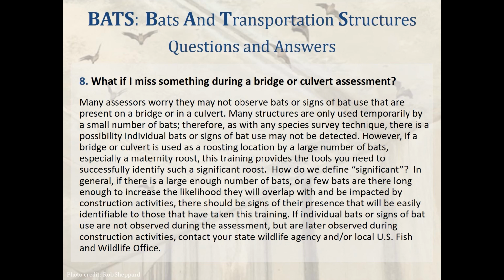How do we define significant? In general, if there is a large enough number of bats, or a few bats are there long enough to increase the likelihood they will overlap with and be impacted by construction activities, there should be signs of their presence that will be easily identifiable to those that have taken this training. If individual bats or signs of bat use are not observed during the assessment, but are later observed during construction activities, contact your state wildlife agency and/or local U.S. Fish and Wildlife Office.